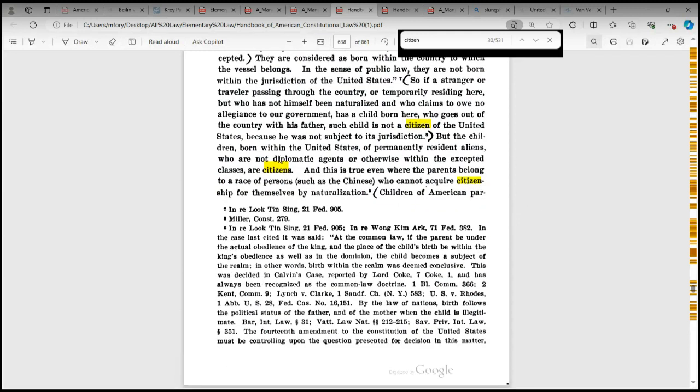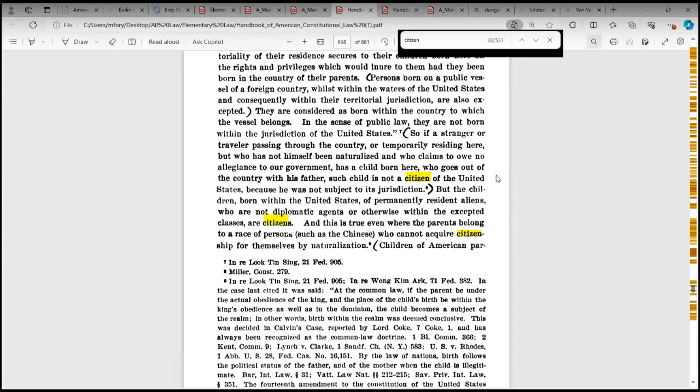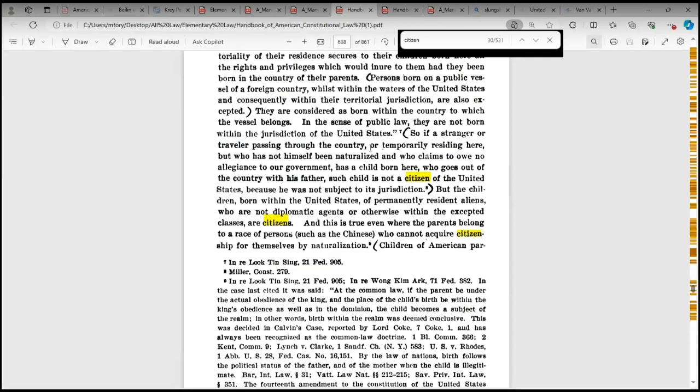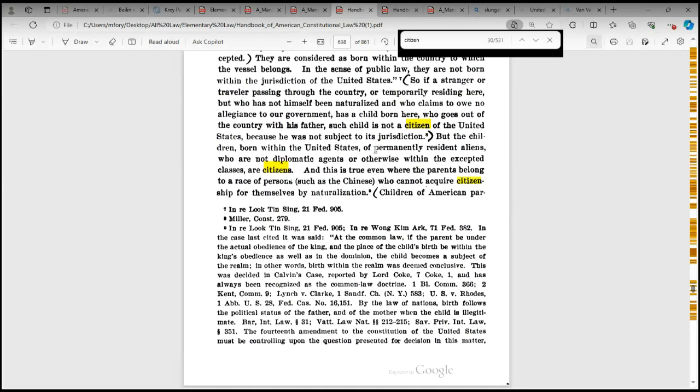But the children born within the United States of permanently resident aliens, all right, so that's the court case right here that I was thinking of, the Chinese one. The Wong Kim Ark case, that's the case. The parents were permanent residents. That means they were choosing to reside here. But permanently. They weren't just passing through to stay for a time. In Wong Kim Ark, the parents never gave up their allegiance to China, but they were choosing to live here as residents permanently.